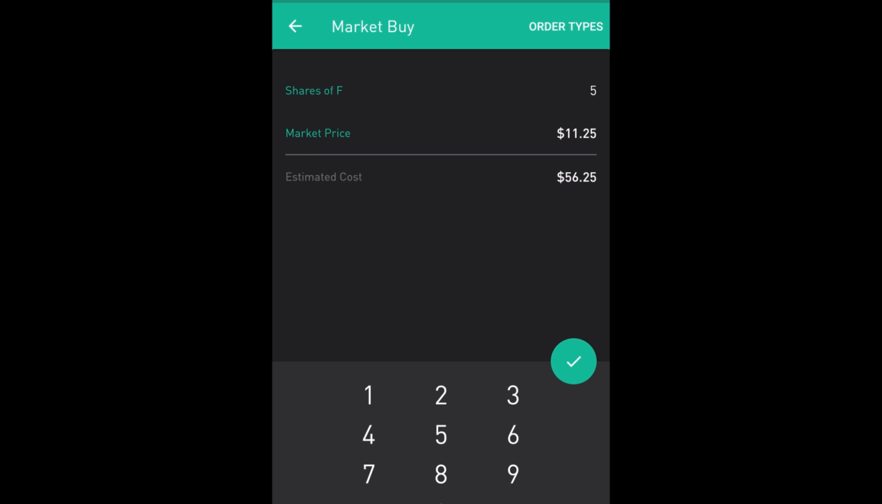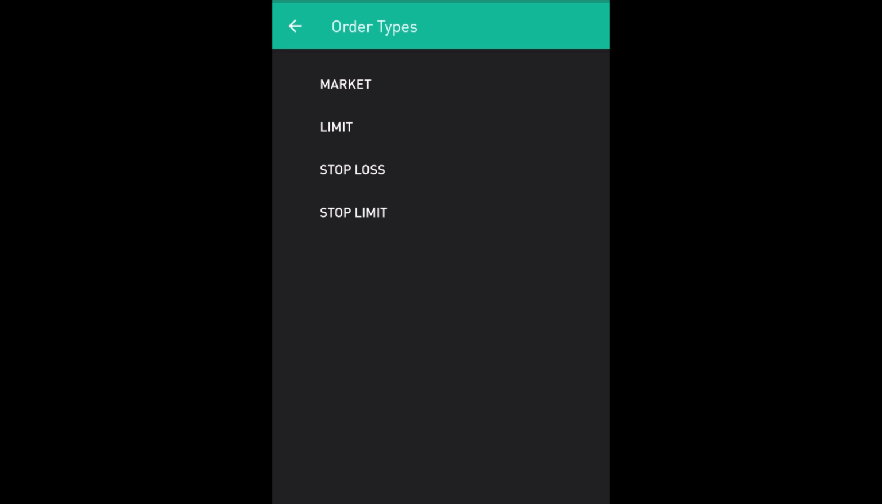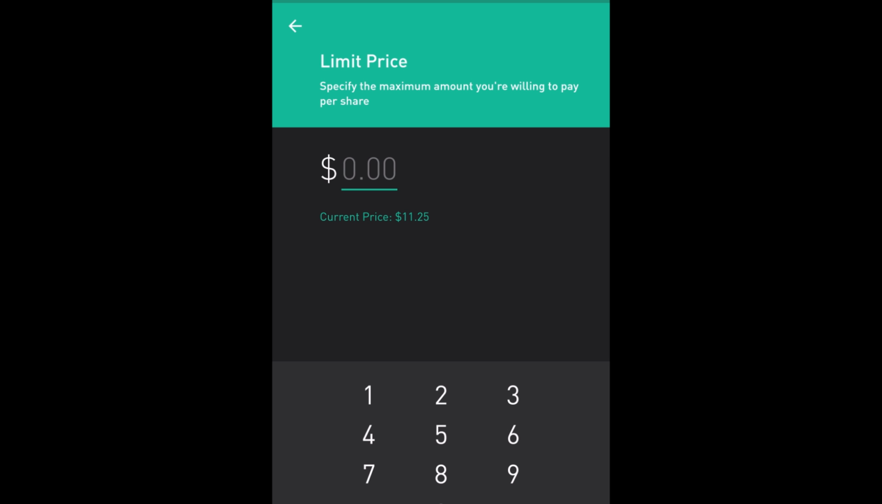The better way of doing this is clicking on order types and then going ahead and clicking on limit order. I wish this was the default method within Robinhood. I think this is the best initial order to place, either for a buy and hold investor or a penny stock investor, because you have control over the price of a stock. So if we click on limit here, you'll see that now it's asking us to specify the maximum amount you're willing to pay per share of a stock.